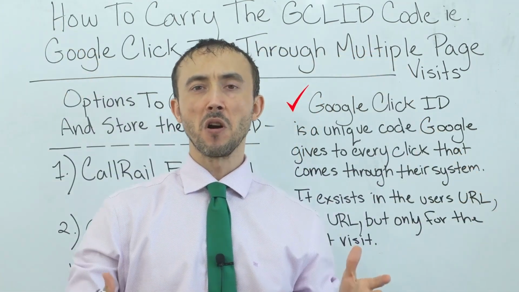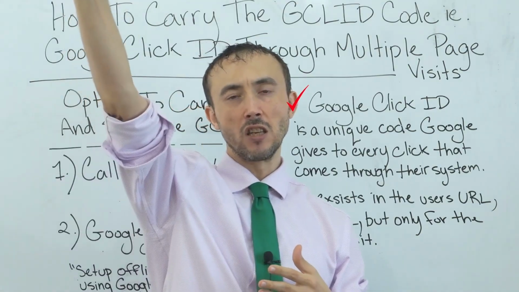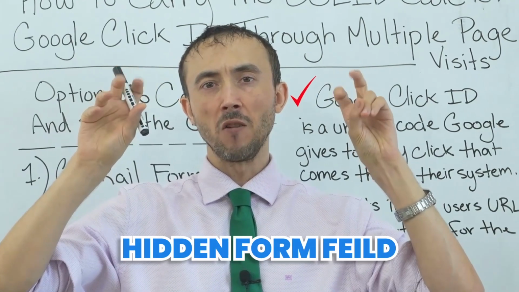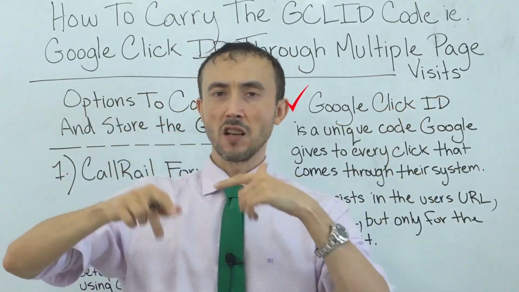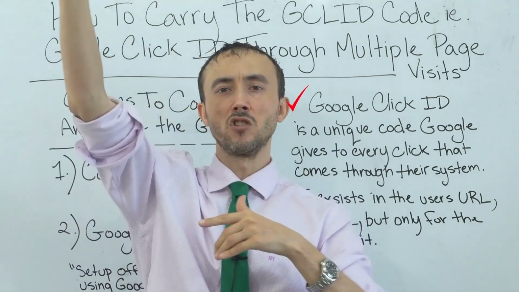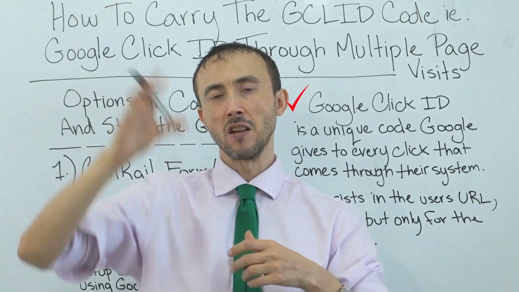And your form, if you set up your form to grab the Google Click ID, it's actually going to look at the URL on the user's computer. You set that up as a so-called hidden form field, a field that you can't see on the form, that is going to send the Google Click ID. The Google Click ID script that you have will pull the GCLID out of the user's web browser in the URL, in the place that it's normally at.